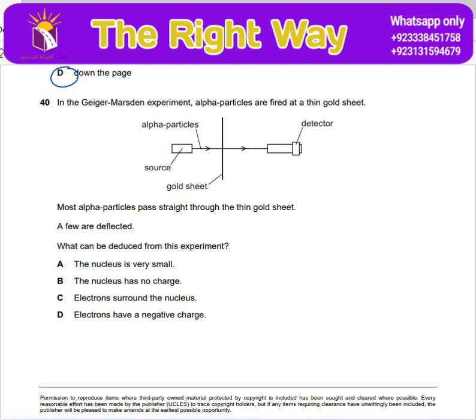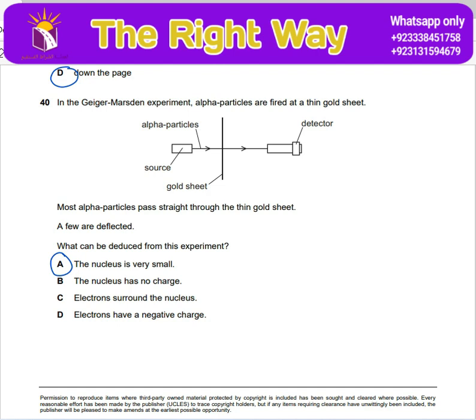Question number 40. In a Geiger-Marsden experiment, alpha particles are fired at a thin gold sheet. Most alpha particles pass straight through the thin gold sheet. A few are deflected. Which can be deduced from this experiment? As most of the alpha particles pass through the sheet undeflected and only a few are deflected, it means that there is a very tiny positive nucleus present at the center of the atom.